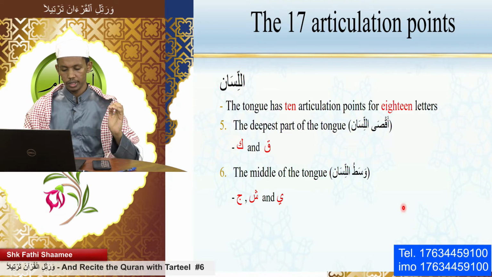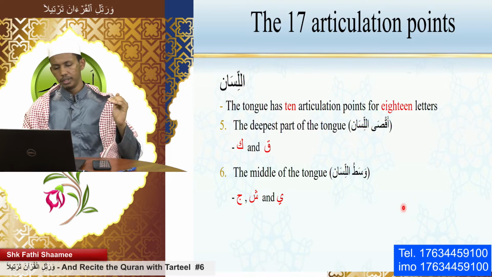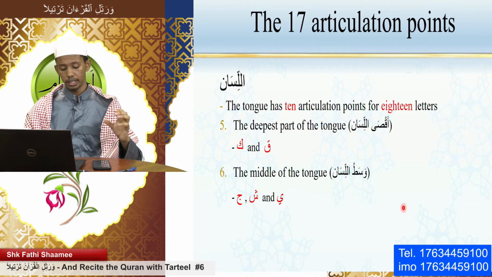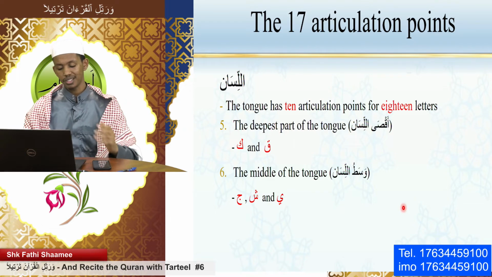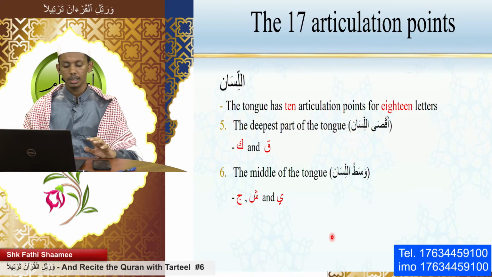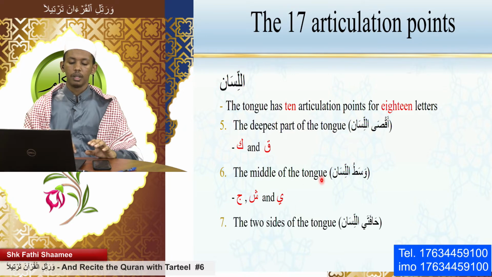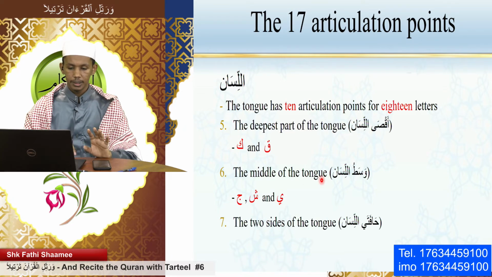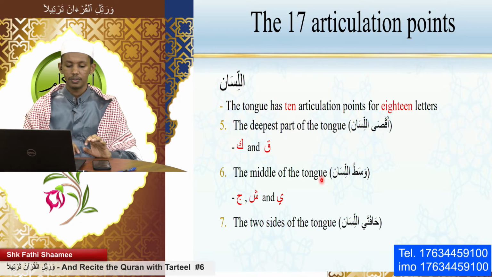So the ya that acts as a long vowel, the one that has a sukoon and there's a kasra before it, that one's from al-jawf. But ya mutaharrik, so ya that has a fatha, dhamma or kasra, this is from the middle of the tongue. And then the 7th articulation point is from the 2 sides of the tongue.